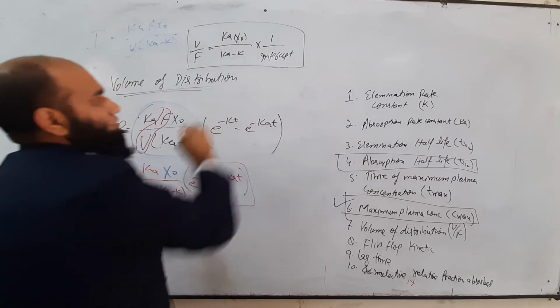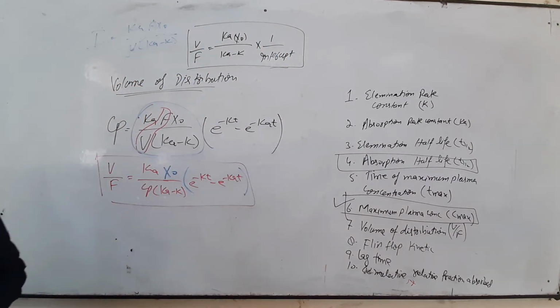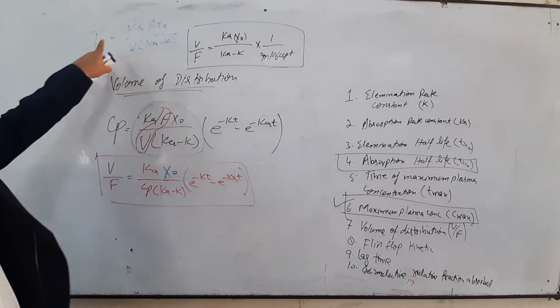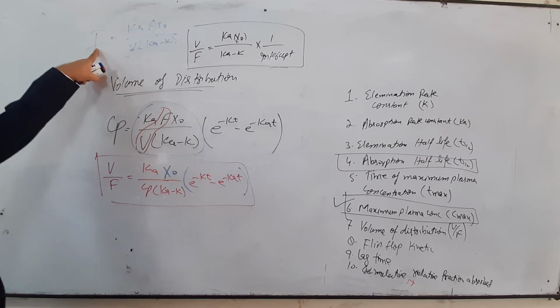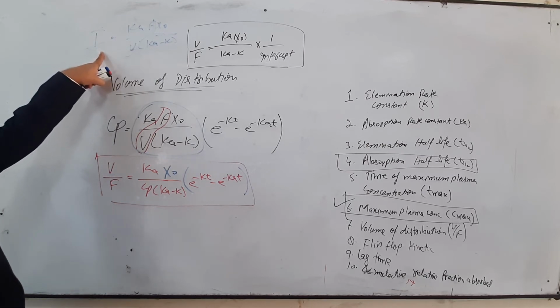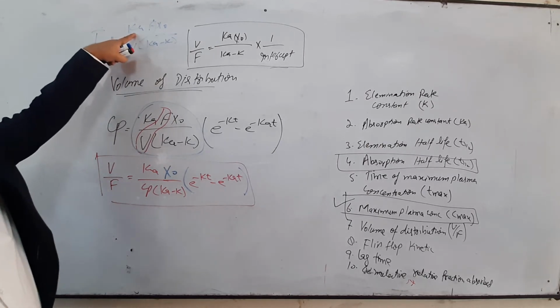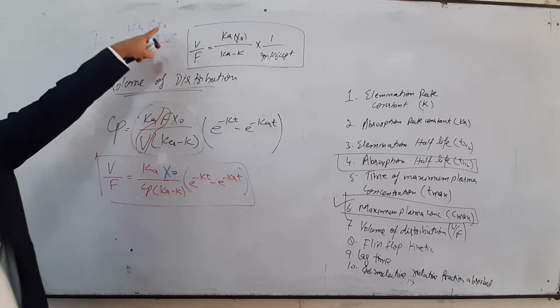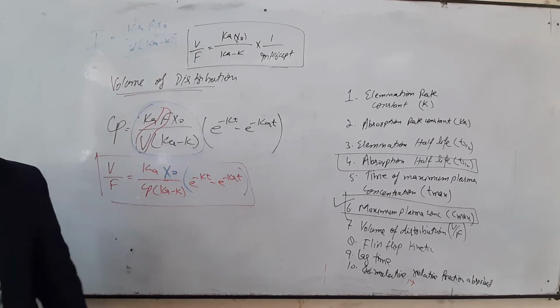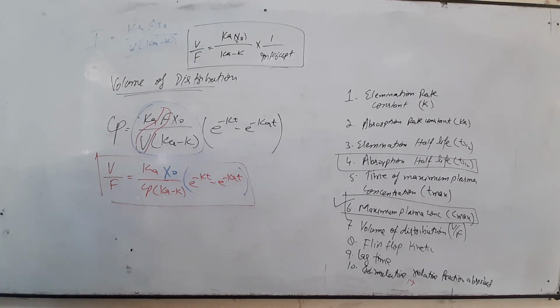This type of ratio can also be calculated by constructing a graph. After constructing the graph, we take the extrapolation, and the extrapolation gives us the intercept. When we get the value of the intercept, and having the values of the absorption rate constant, the elimination rate constant and the dose of the drug, we can calculate the volume of distribution over the fraction of drug which is absorbed.